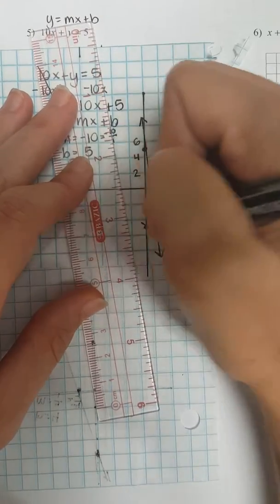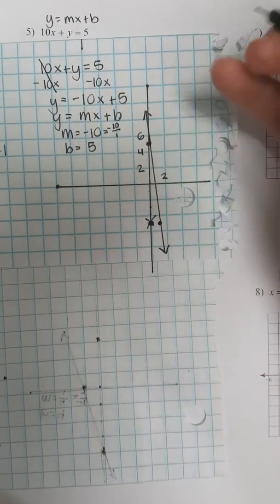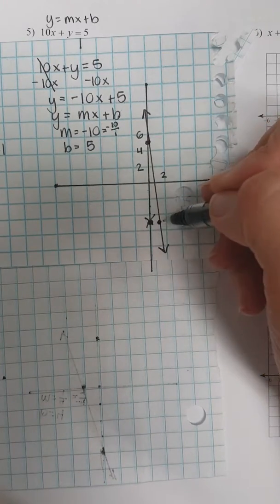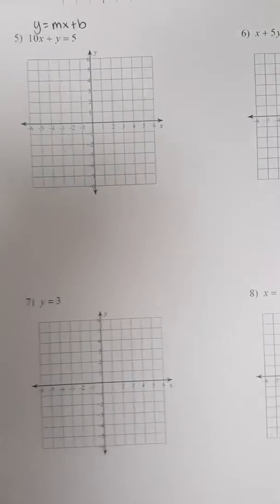I draw my line. That's not anything. And there we go. We've got a y-intercept of 5. We went down 10, positive 1, because it's negative 10 over 1. And there you go. Okay, let's do one more like this.